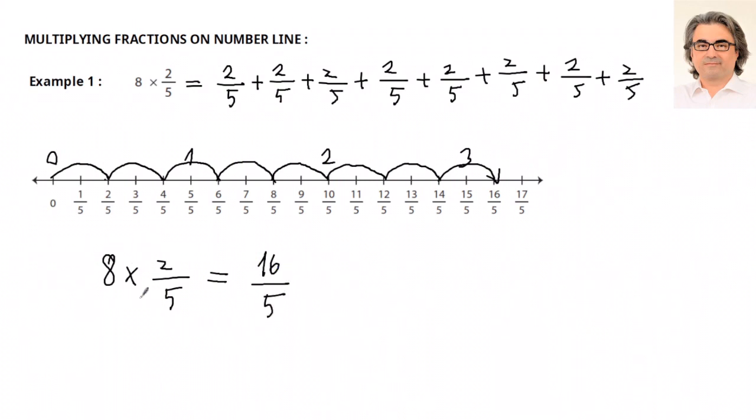Now if you check the result, the numerator is 16, which comes from the multiplication of 8 and 2. 8 times 2 is 16. What about the denominator of the final result? 5. 5 comes from here. There is no change in the denominator here. Now let's continue with the next example.